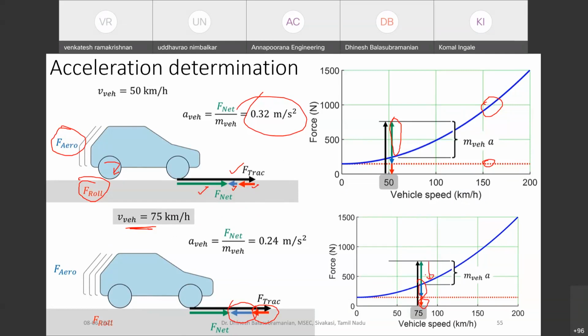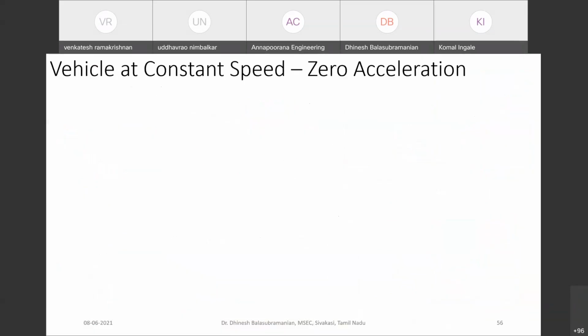And if the net force is reduced, your acceleration would decrease. So this is how an acceleration can be determined with the aid of the basic vehicle dynamics calculation.